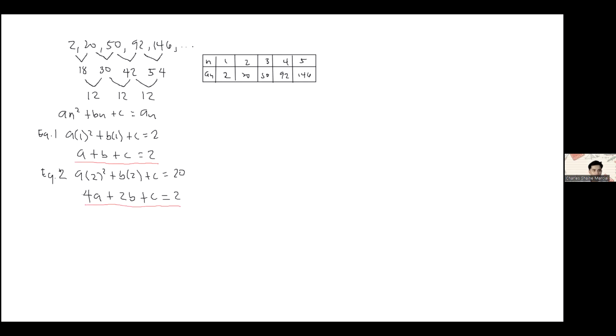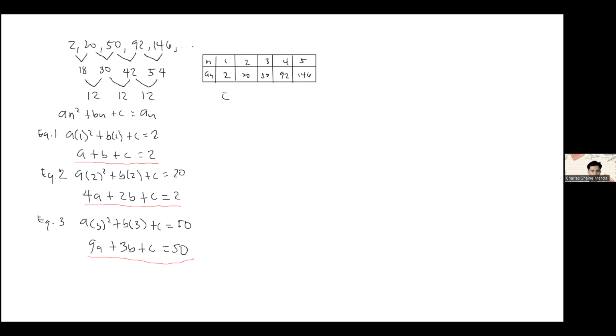Let's find the equation 3. We have a times 3 squared plus b times 3 plus c is equal to, we have 50. Now, 3 squared is 9, so we have 9a plus 3 times b is 3b plus c is equal to 50. Now, meron na tayong value ng equation 1, 2, and 3. Now, let's subtract equation 1 from equation 2.